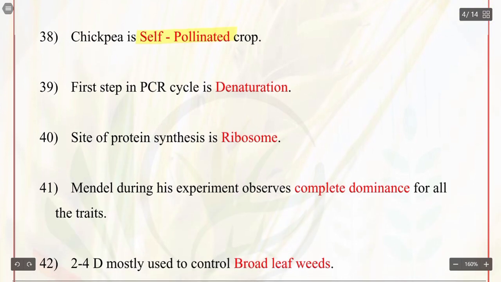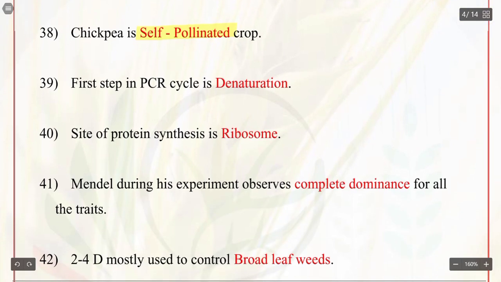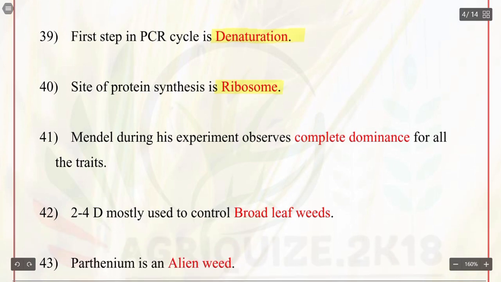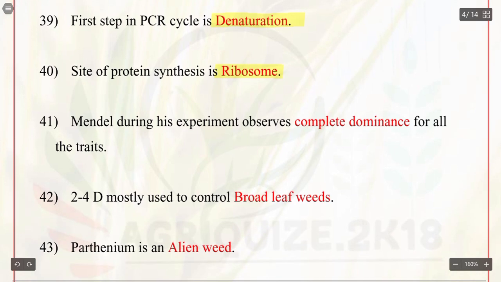Question number 39. First step in PCR cycle, that is polymerase chain reaction, is denaturation. Question number 40. Site of protein synthesis is ribosome. Next, Mendel during his experiment observes complete dominance for all the traits.